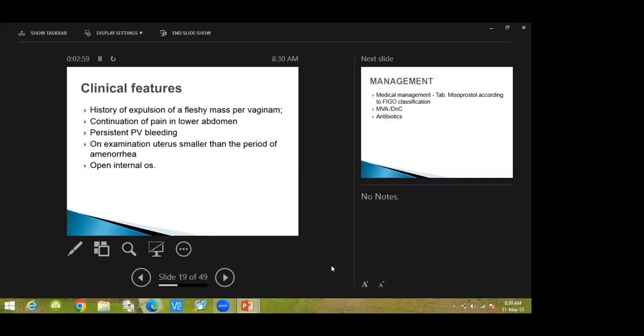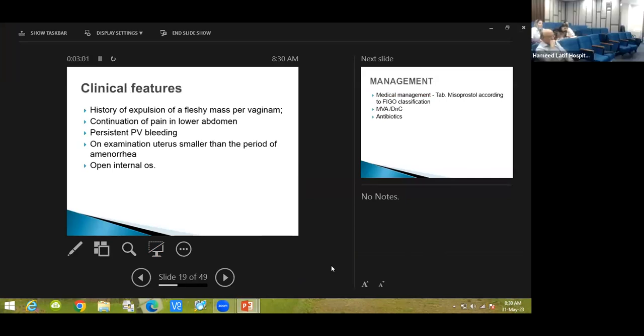They will give us a history of expulsion of a fleshy mass per vaginum. They complain of lower abdominal pain, and the pain in incomplete abortion is variable. It is not excruciating. Generally there may be pain, and sometimes there isn't any pain, because most of the products of conception have been expelled and only part of it is there. And if only part of it is there, then it may not really cause any pain.